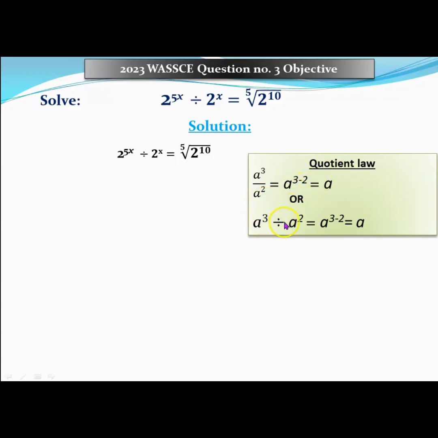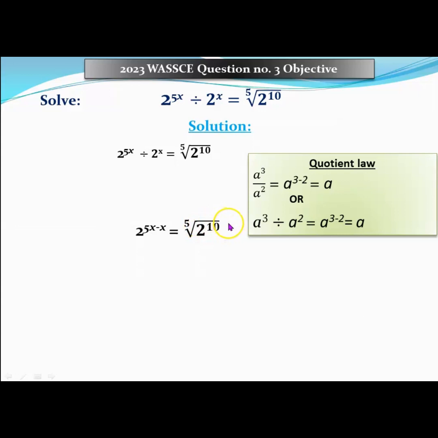Now, we see that this is the same thing as the left-hand side of the equation. We see that a to the power of 3 divided by a to the power of 2 will be equal to a to the power of 3 minus 2, which is equal to a. So now we need to apply this here. What will be the result of it? That means 2 to the power of 5x minus x, when we apply this rule here, will be equal to the fifth root of 2 to the power of 10.